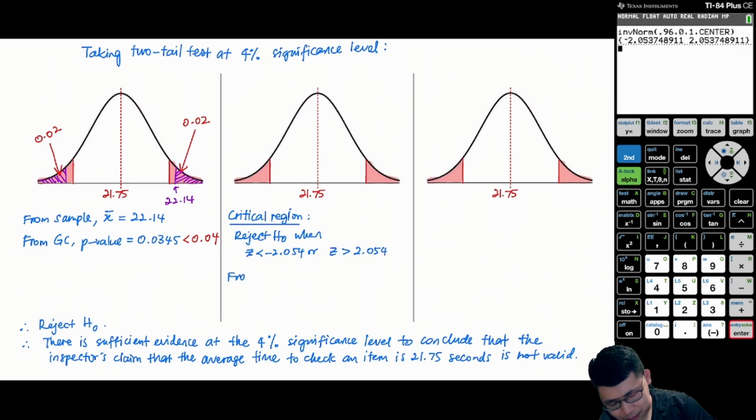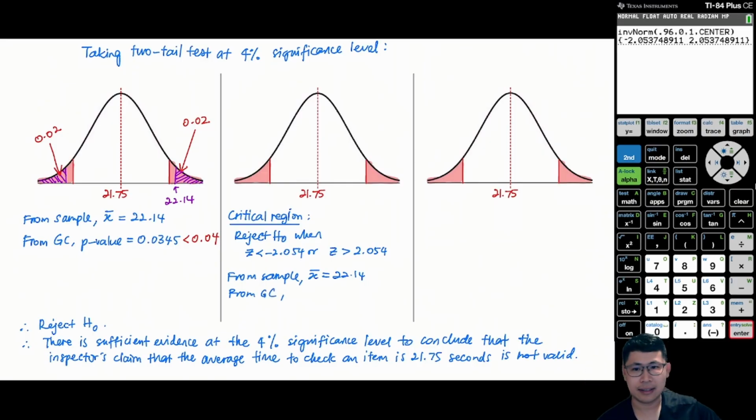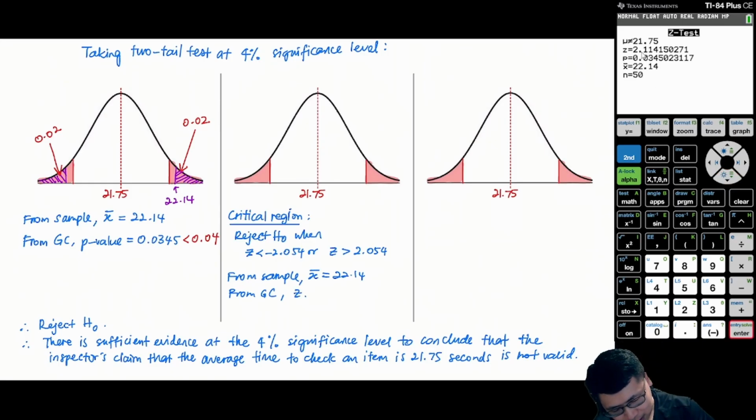Now from the sample, x bar is 22.14. Then from the GC, if we look at the statistics and the test in the statistics, the results that we got just now, the z calculated over here is actually 2.11. So what does this mean? This one over here is x bar, this one now is z, the mean is 0.